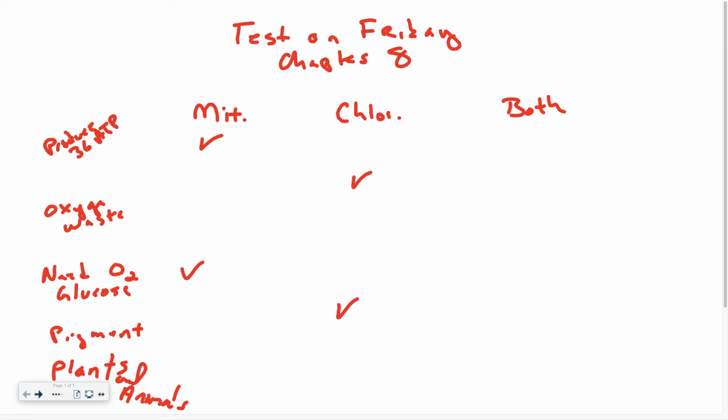found in plants and animals. Which one is found in both plants and animals? Mitochondria. Mitochondria are found in plants and animals. Animals don't have chloroplasts, so it can't be both.